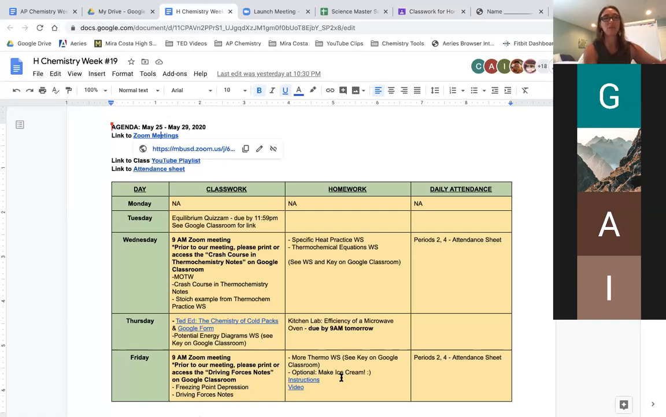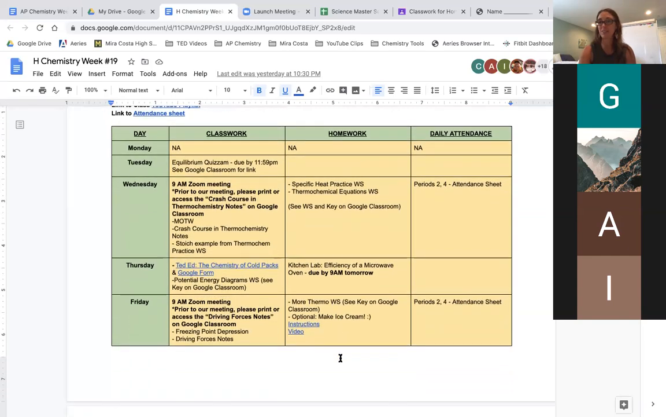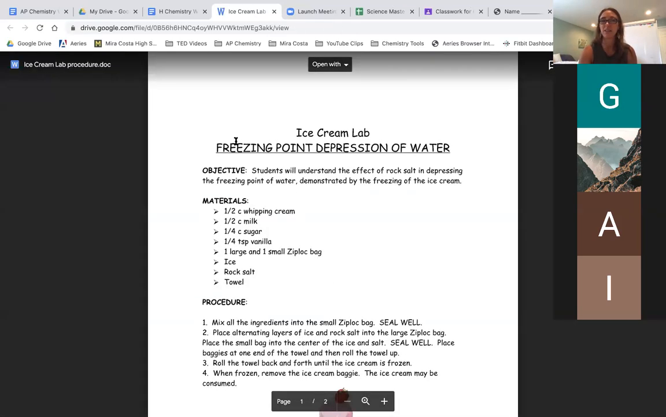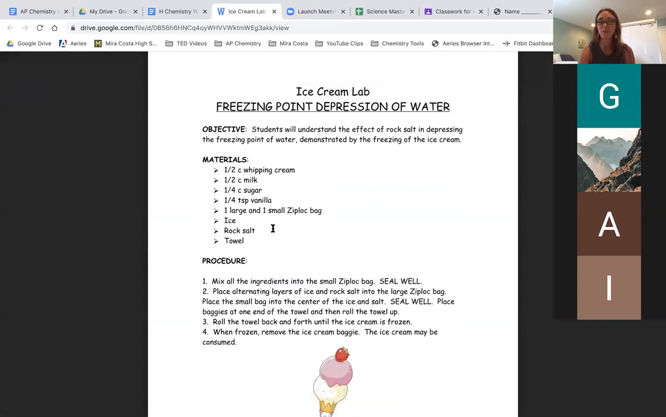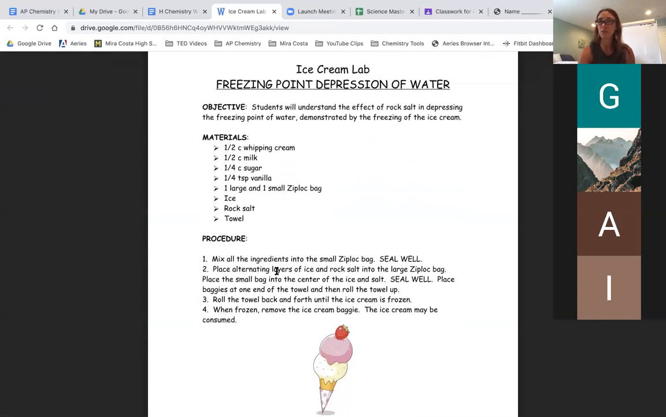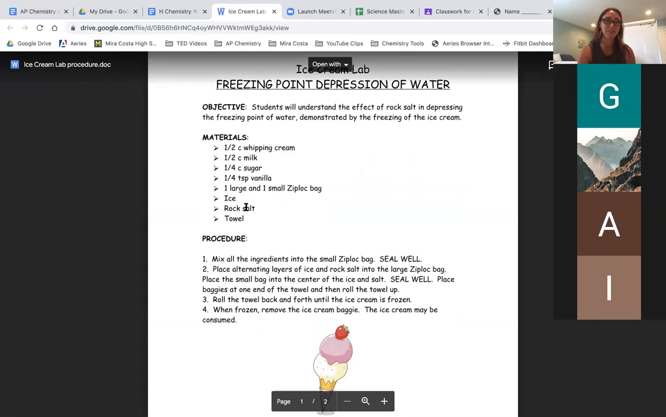Since we can't make ice cream together in person, I figured I would give you guys the instructions on how to do it yourself, and you have a few days to get a hold of the ingredients you need. If you just click on this here, it tells you the instructions on how to make your own ice cream. And I'll tell you about freezing point depression on Friday, so you'll understand the science behind it. These are the ingredients that you need. So if you want to order some from Amazon, or if someone's going to the grocery store, maybe you can ask them to fill in any missing ingredients.